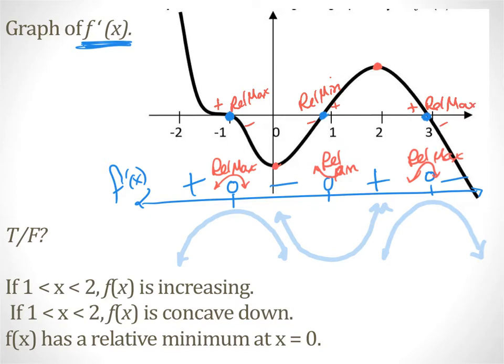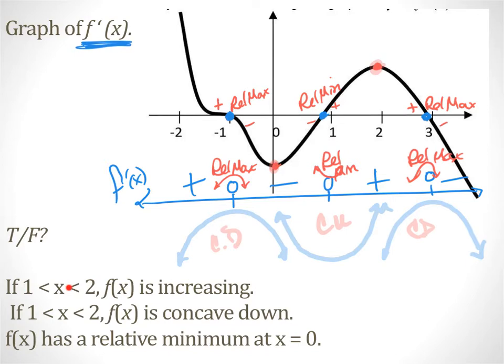And then the concavity changes here. So we are going from concave down to concave up here, switching. And then switching here again from concave up to concave down. So we can go ahead and answer our questions.